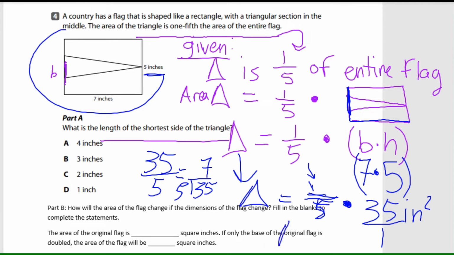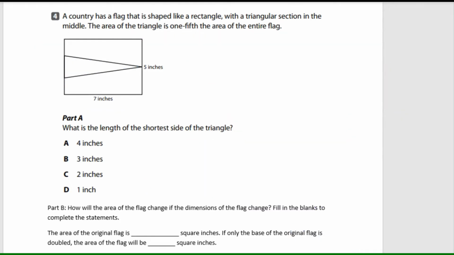So what does that mean? The area of the triangle is 7 inches squared. Now that we know the area, we know how much space this is taking up right here. The area of the flag is 35, but the area of the triangle is 7 inches squared. Now we can use that to find the next part. So we're going to clear this first. Now we know that the area of the triangle is 7 inches squared, so we need to find the shortest length.